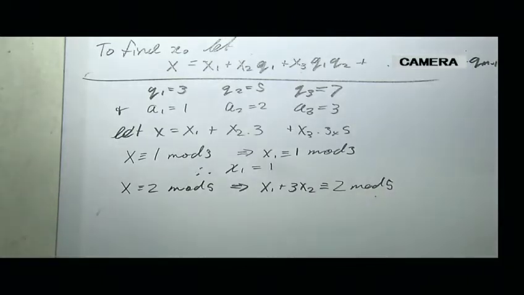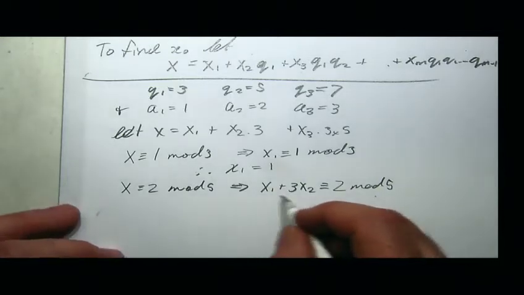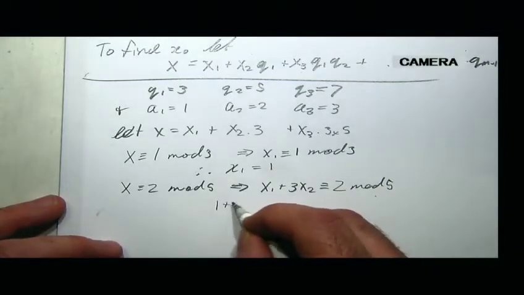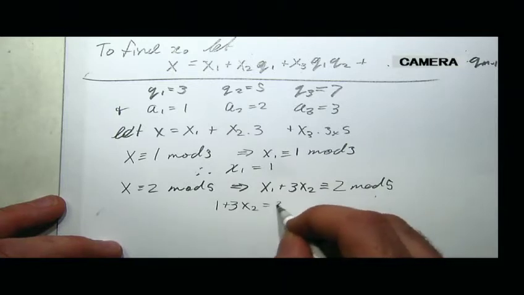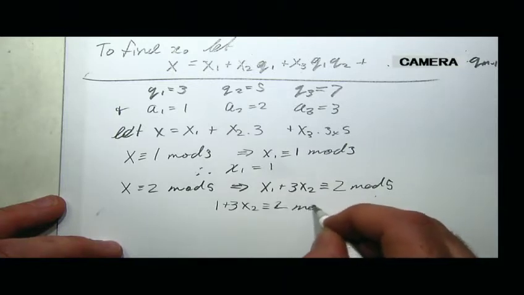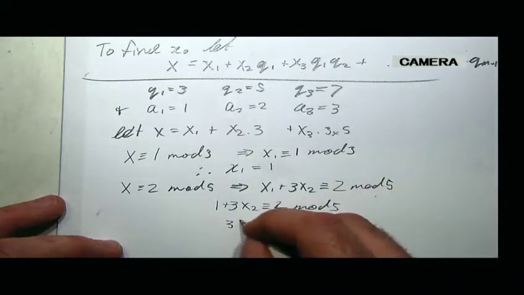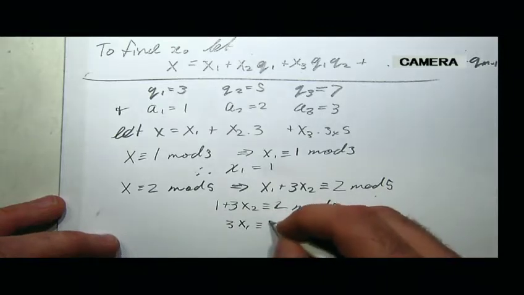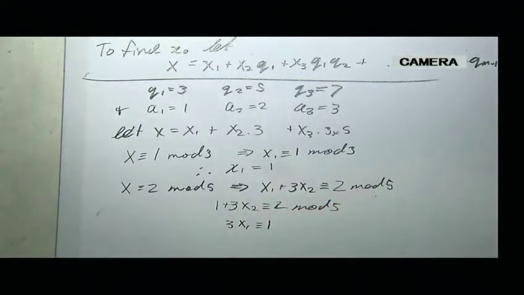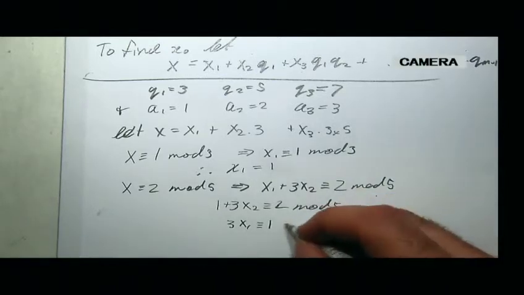This is going to take just a little bit more working out. So I've got 1 plus 3x2 is congruent to 2 mod 5. And so 3x2 is congruent to 1. This is that thing where these numbers behave just like ordinary integers with my congruent symbol. If I take the same from both sides, I maintain the values being congruent.